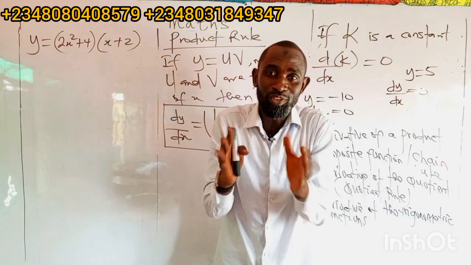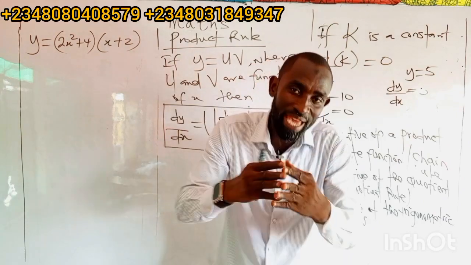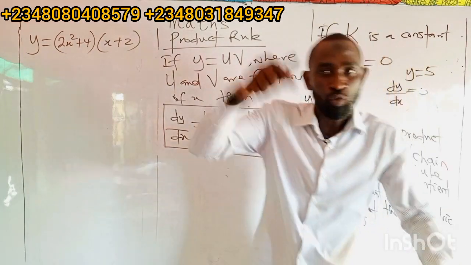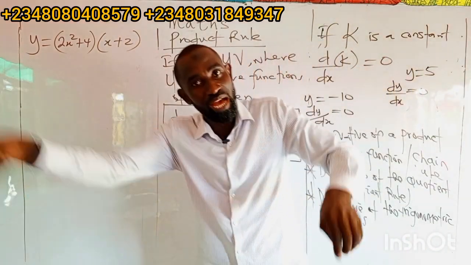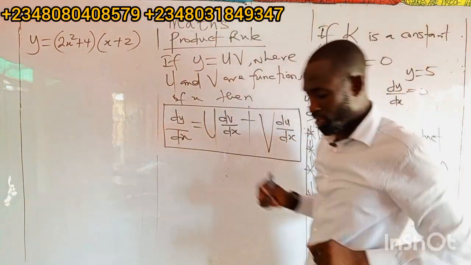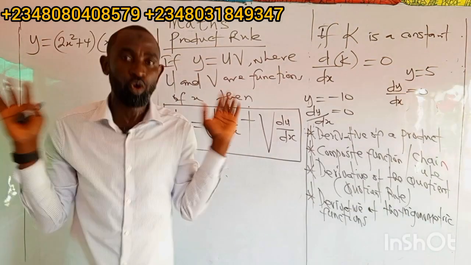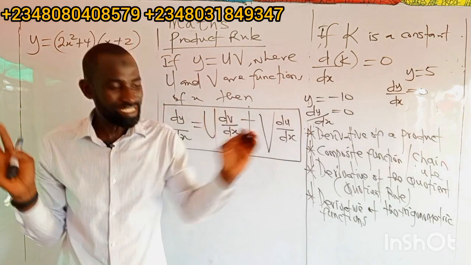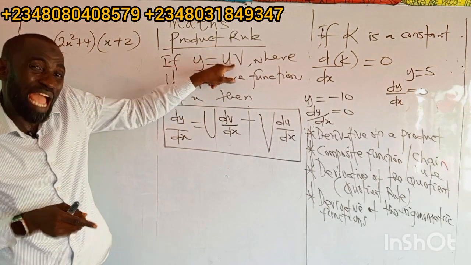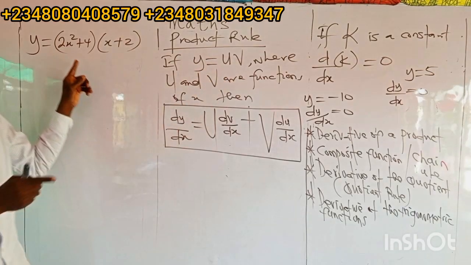We have plenty of formulas under differentiation. The most important thing, the key factor here, is to know which particular formula we can use to solve a particular question. That's the reason why I'm giving you all this explanation first. Whenever I see a question that involves something times something, it is product. That's why I wrote if y is u times v. This is the product rule.